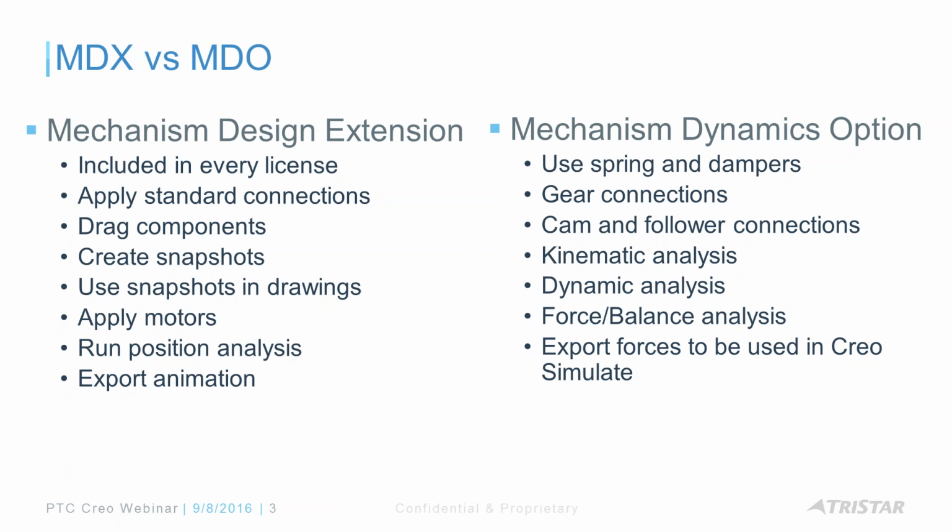So for example, if you got a mechanism, let's talk about an engine, and you want to see what the forces acting on a connecting rod are. Your mechanism analysis will detect those forces, and it'll allow you to export those forces, and now you can run an FEA analysis on that component using your mechanism forces. So that's something that you can do within Mechanism Dynamics Option. Again, those are the two licenses that will give you the functionality of what we're going to see today.